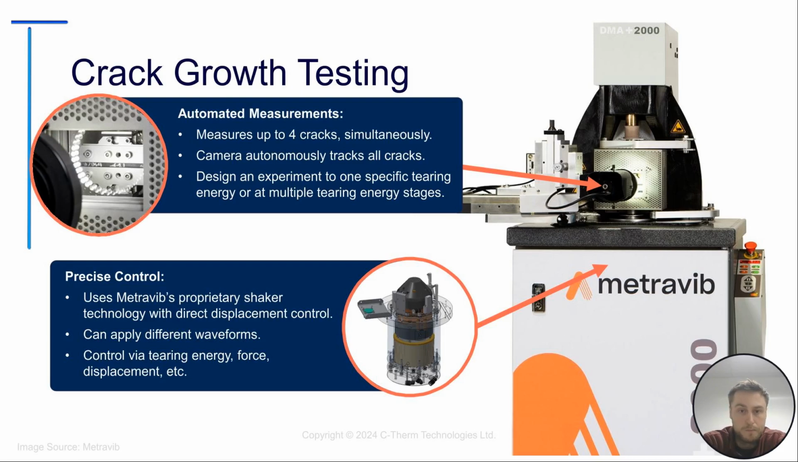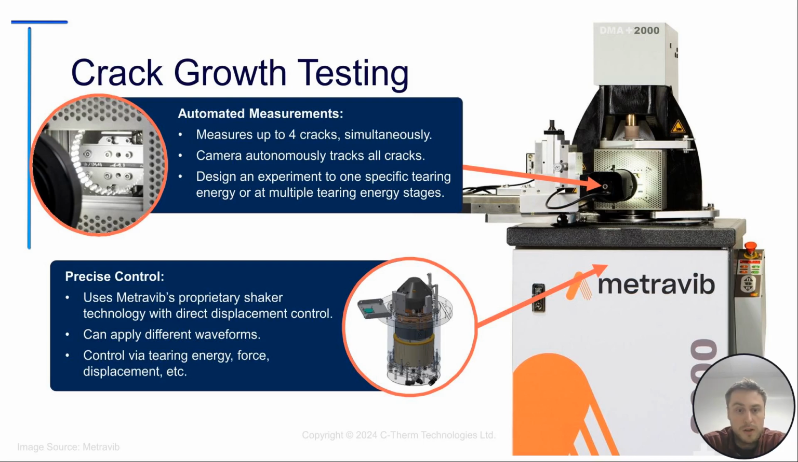You can design the experiment to do one specific tearing energy or do a sweep where the machine will do multiple tearing energy stages for you. It will do the measurement at a specific tearing energy, and once the crack is stabilized and you have a crack growth rate associated with that tearing energy, it will move on to the next one. For anyone who's done crack growth testing, this test can take quite a long time, so your machine can run by itself for a couple days and you can get all your crack growth measurements without any user intervention.